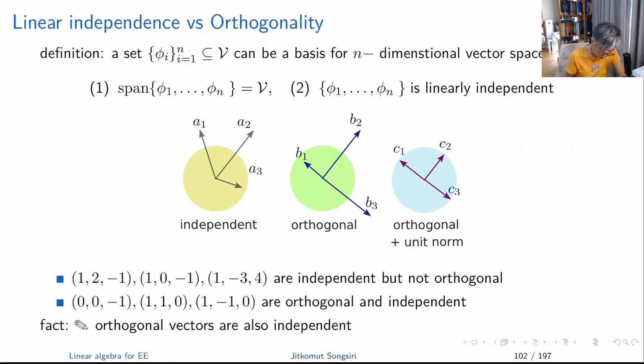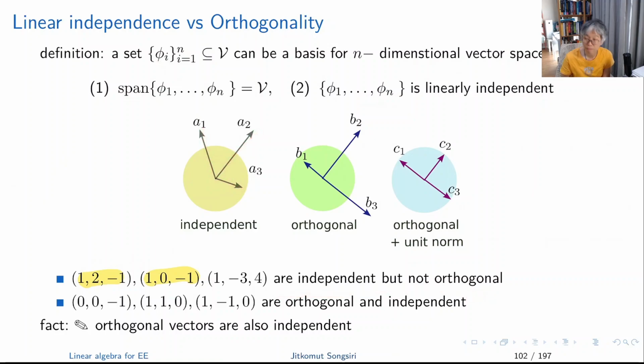However, if you check the inner product between two of them, for example, 1 times 1 minus 1 times minus 1, the inner product is 2. These two guys are not orthogonal. Also, for these two guys, 1 times 1, minus 1 times 4 is minus 4, the total inner product is negative 3. So these two are not orthogonal. In this specific example, we have found three vectors that are independent, but they are not orthogonal.